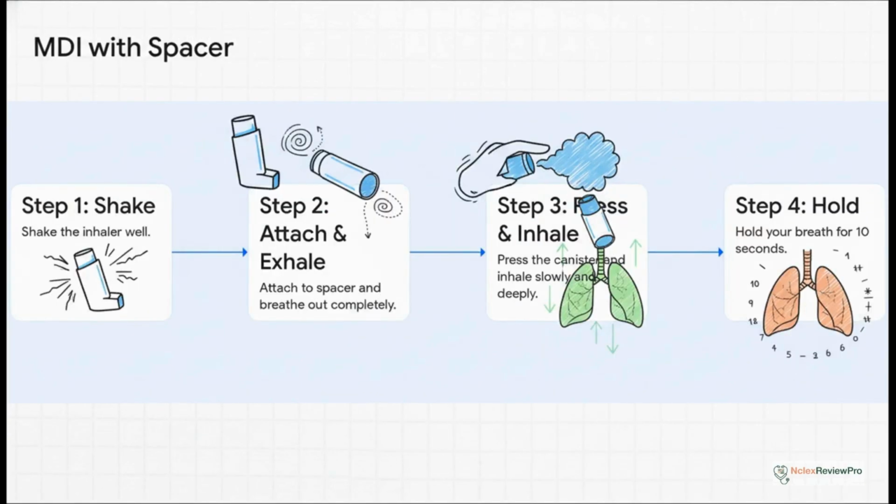Okay, let's put it all together. Here is the step-by-step best practice way to use an inhaler with a spacer. Imagine you're teaching your patient this. First, shake the inhaler really well. Attach it to the spacer. Then, have them breathe out completely, get all the air out.